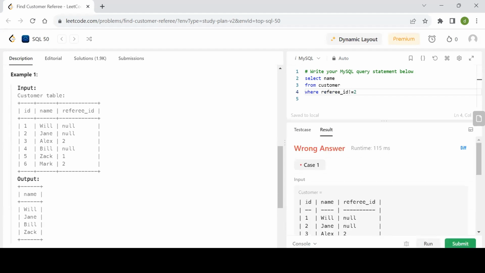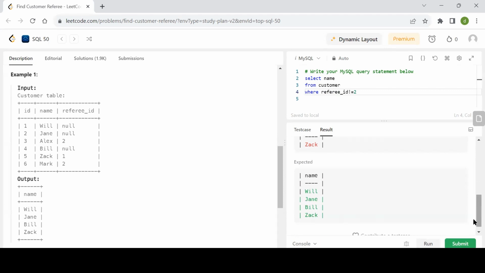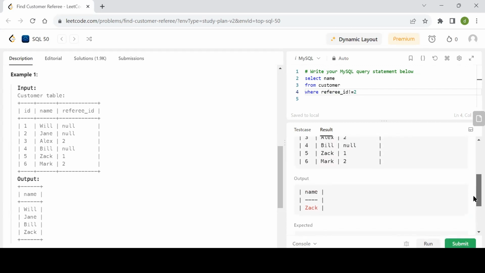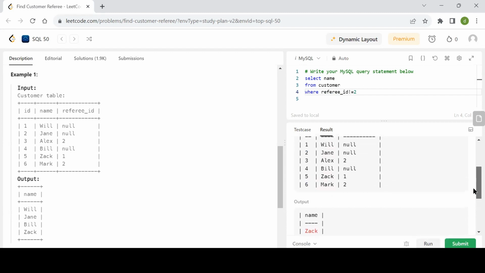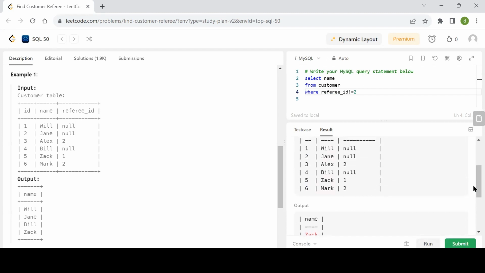Oops, we got the wrong answer. So we got only Zach's name in our output, whereas the desired output had to have 4 names: Will, Jane, Bill, and Zach. But we got only Zach's name. Why? That is because the referee ID of the rest of the 3 people, Will, Jane, and Bill, was null. The SQL query did not automatically include the null rows.